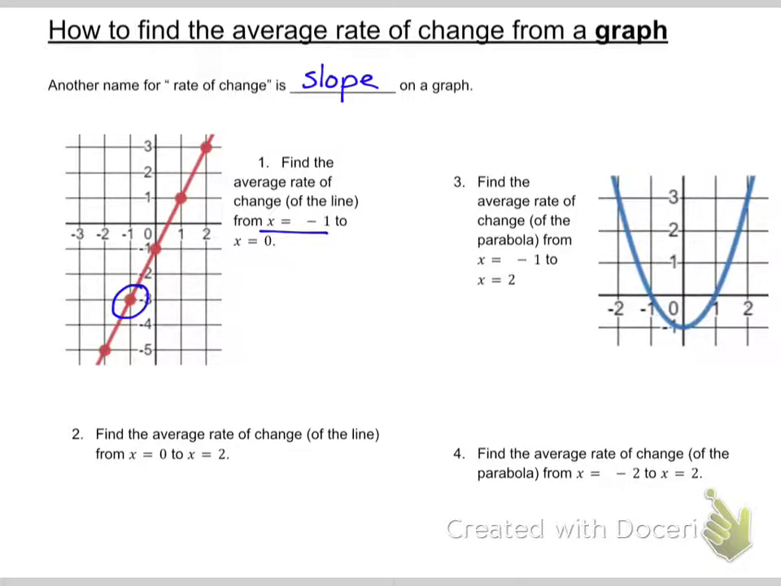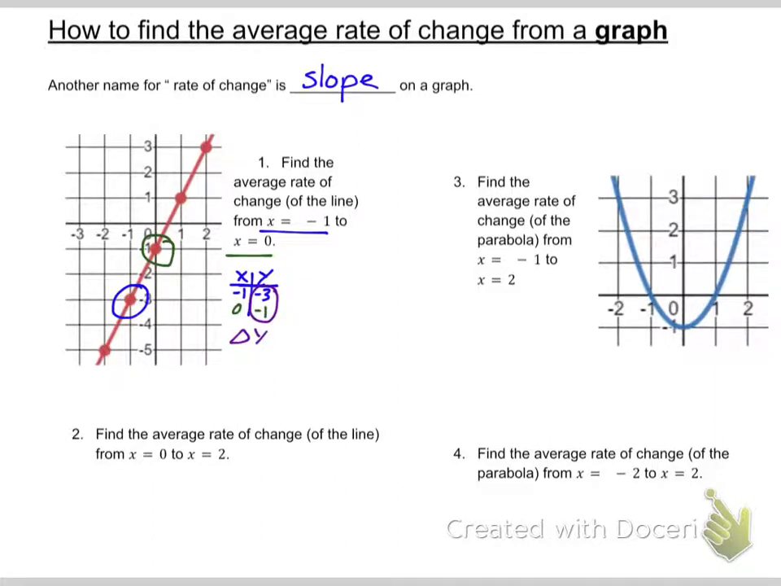So what I'm going to do is identify the points here and then make a table out of them. So we want to find the average rate of change from x equals negative 1 to x equals 0. Let me mark down the points on the graph where x is negative 1 and x is 0. So there's negative 1 and there is 0. Let's write down those points and I'm going to put them in a table. So we have negative 1 comma negative 3 and 0 comma negative 1.